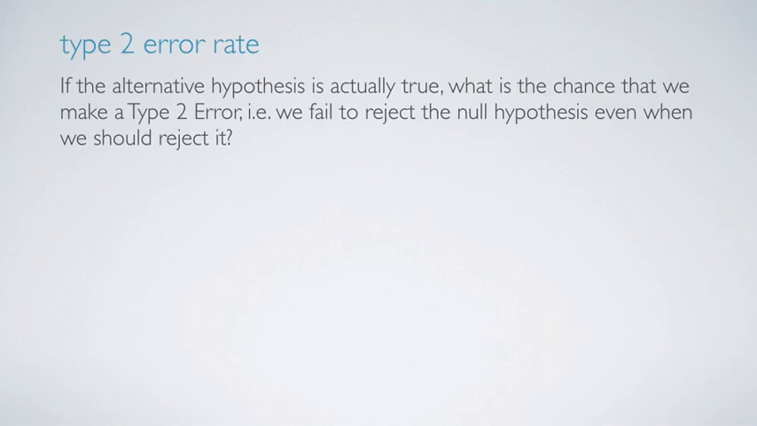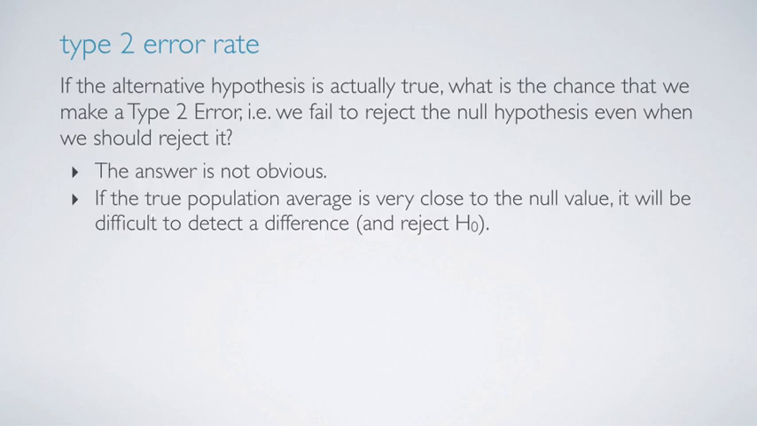And let's wrap up our discussion by talking about the type 2 error rate. If the alternative hypothesis is actually true, what is the chance that we make a type 2 error? In other words, what is the chance that we fail to reject the null hypothesis even when we should reject it? The answer to this is not obvious.